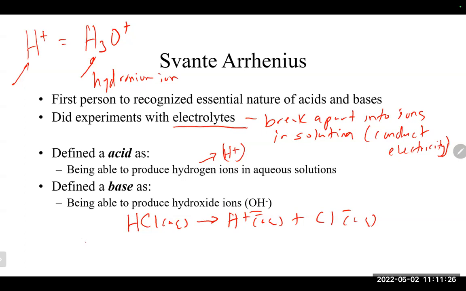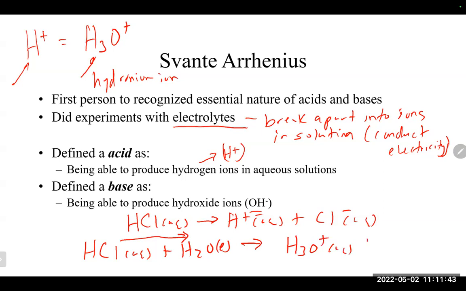Another way you could represent it is to actually include the water in the equation. Basically, this guy will send over an H plus, and we will get H3O plus and Cl minus. So these are two really equivalent equations, if you will. They both represent the strong acid breaking apart in solution, which is basically just water.